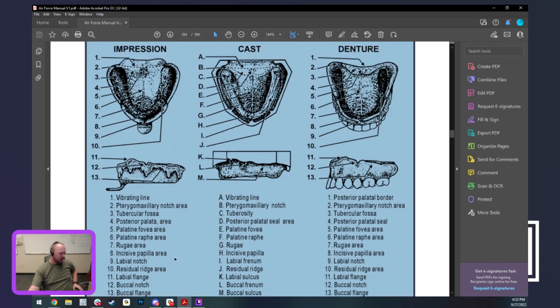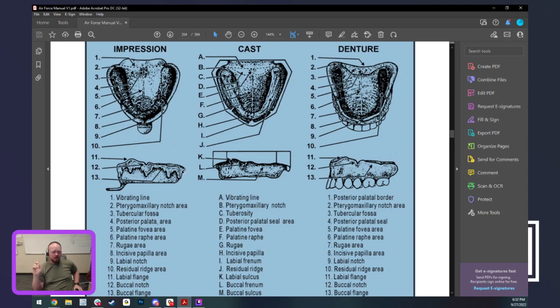For example, number one over here is the vibrating line. You can see the vibrating line in your impressions usually as a transition area where it goes from the hard palate surface into the soft palate. You see it almost like a floppy section at the back of the impression, because that's how the soft tissue deforms when the pressure of the impression material gets up there. That's your vibrating line, where the soft tissue and the hard tissue meet. If you run your tongue all the way to the back of your mouth, you'll feel this area where it transitions from hard palate to soft palate.